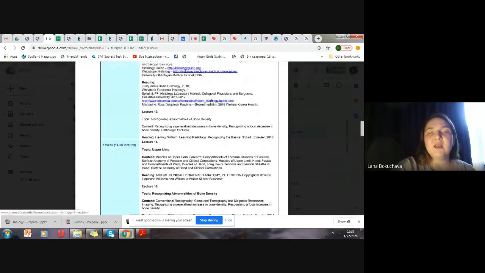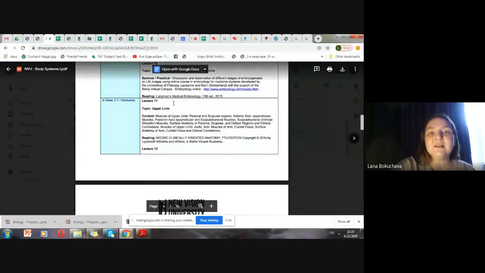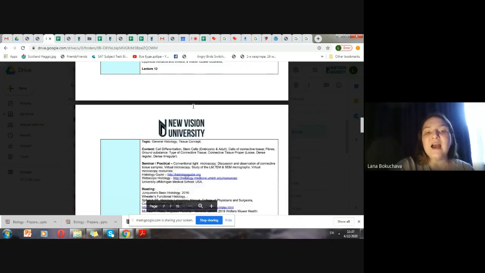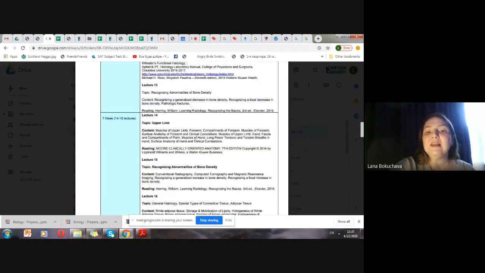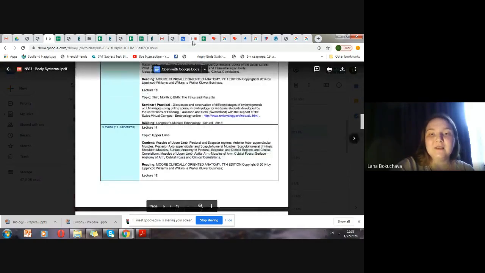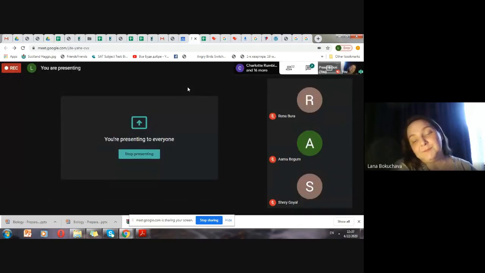Just a second, I think there are more. Yes, so here are the muscles, as you can see. These are the muscles of the upper limb: the pectoral and scapular regions, the axillary region, and the muscles of the arm, without the muscles of the forearm. So the first 6 weeks of anatomy will be for sure included in your midterm. Is that clear?